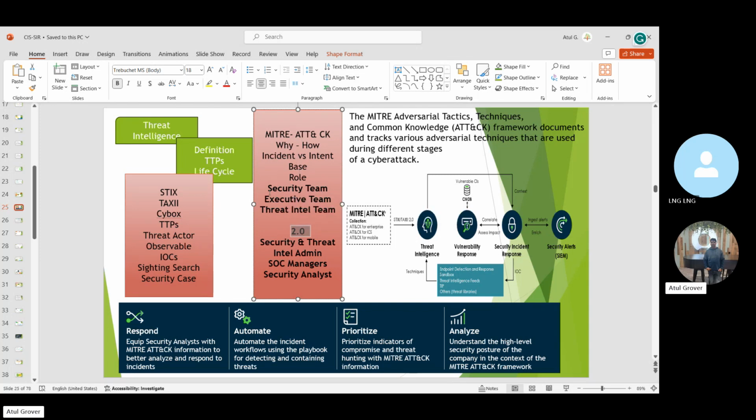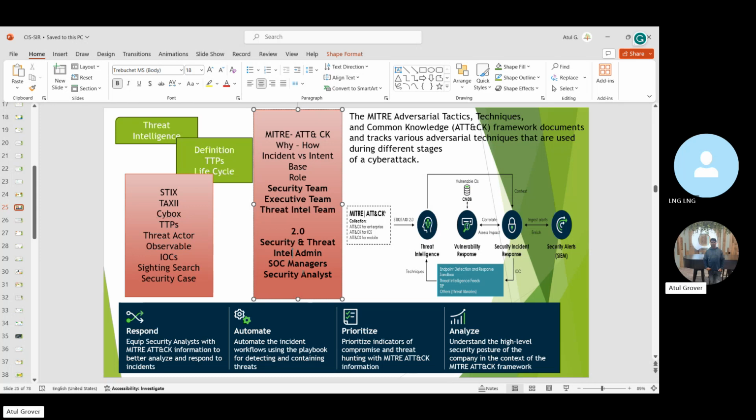In 1.0, only these three personas were there. In 2.0, we have these personas. The first persona is security and threat intel admin. They club these two into one and make it an admin, whose basic work is to do the configuration, like data source mapping, matching rule, extraction rule. All these things have to be defined there.